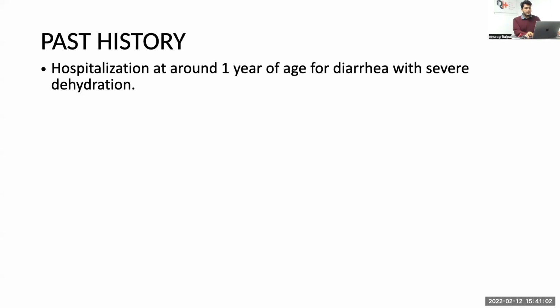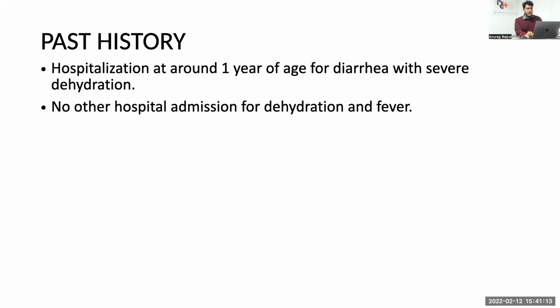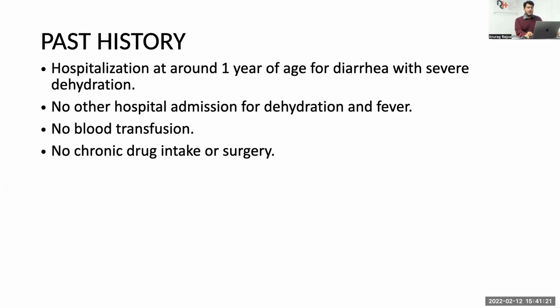With regards to the past history, he had an admission for diarrhea with severe dehydration. According to the mother, only after this complaint did he have the complaint of polyuria. There was no other significant admission, especially for recurrent dehydration with fever. There was no history of any blood transfusion, chronic drug intake, or any previous surgery.